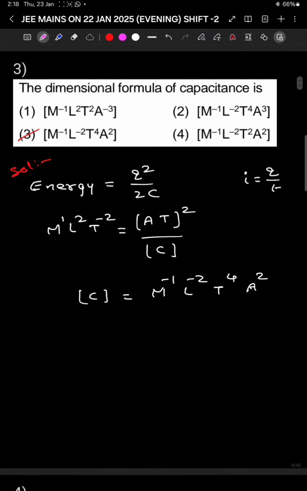Next question. Here they are asked to find the dimensional formula of capacitance. We know the energy formula, q square by 2C. We can find the dimensional formula of C like this. The dimensional formula of charge is AT. The dimensional formula of energy is M1 L square T power minus 2. Substitute to find the dimensional formula of C.